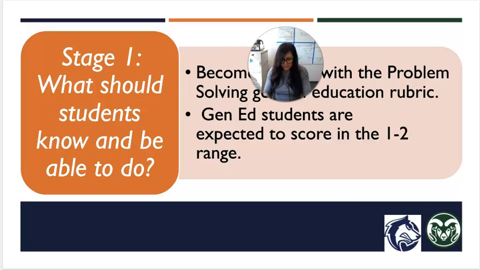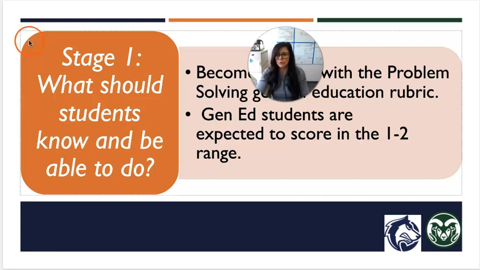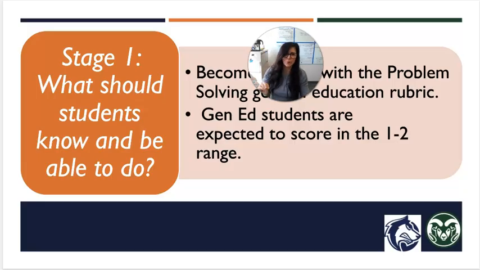Stage 1 of backwards design focuses on identifying results. A crucial first step for the problem-solving assignment for Gen Ed assessment is to become familiar with the Gen Ed problem-solving rubric. For Gen Ed students, it's important to note that this rubric is a developmental rubric, meaning we expect students to score in the 1 or 2 range. So the numbers are not correlated with a 1 being a D, a 2 being a C, and a 3 being a B. It's not like that. It's a developmental continuum where 1 is a first-year student, 4 is a fourth-year student.